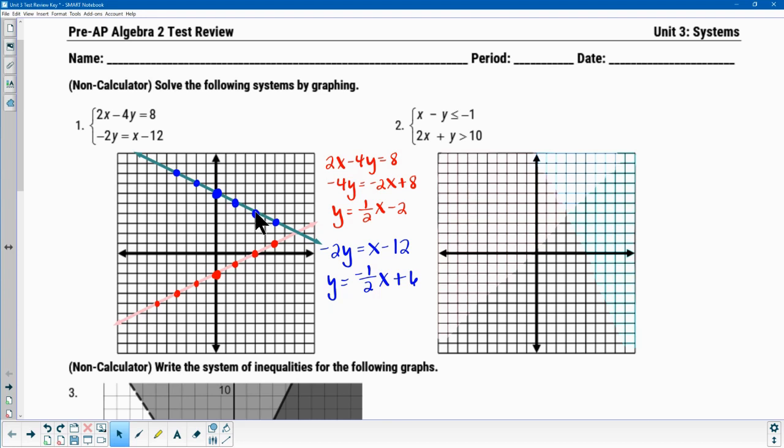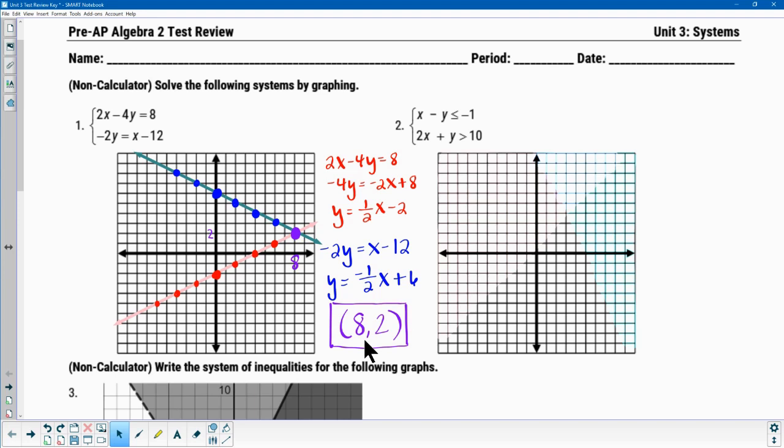And when you are solving by graphing, you want to find the intersection of your two lines. And that happens to fall right here. So the solution to this problem is the coordinate point 8, 2.